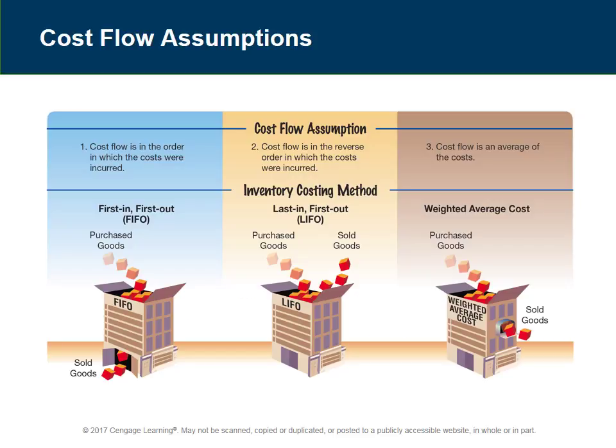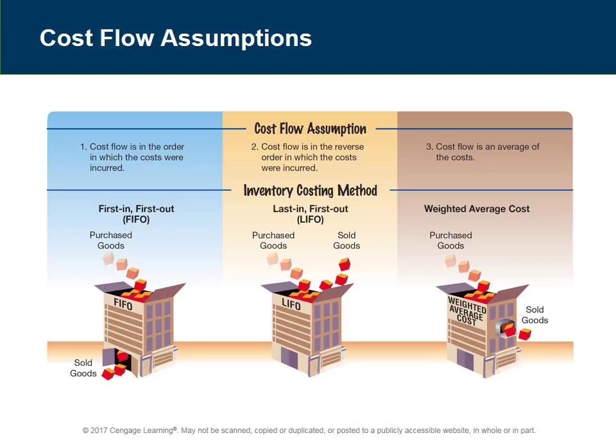First, if you look at this chart, notice specific ID is missing, and that's because it's not used very frequently. It's really hard to know exactly which item you sold. Specific ID assumes that you know exactly that I sold this car that cost this money. So car dealerships might use specific ID. Most stores will use one of these cost flow assumptions. Cost flow is in the order in which the costs were incurred under FIFO. It's the opposite under LIFO, and it's averaged under weighted average.